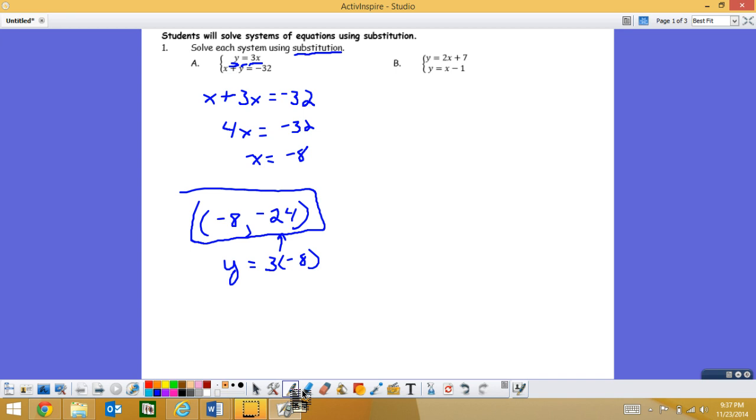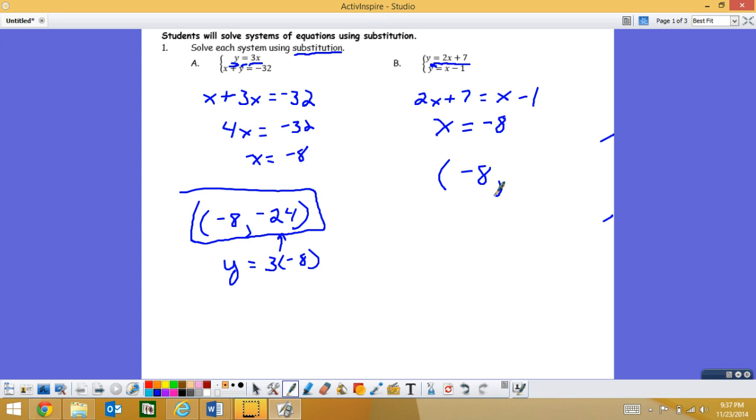Now, the second one, we've got a couple of variables by themselves. So we can take the 2x plus 7 and substitute it in for y in the second equation. Then we will have 2x plus 7 equals x minus 1. Solving this equation for x, we subtract x from both sides, and we also subtract 7 from both sides to get negative 8. So x, once again, is negative 8. That's the x coordinate of the point of intersection.